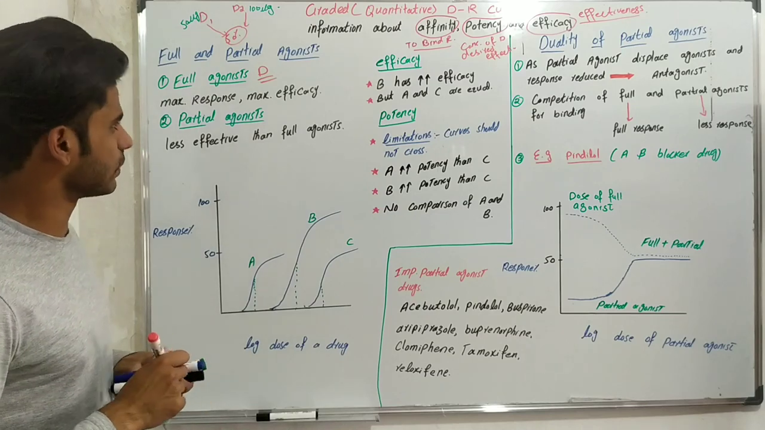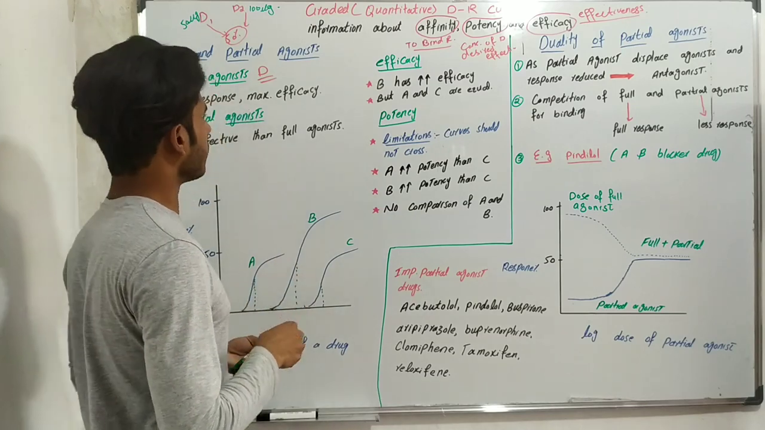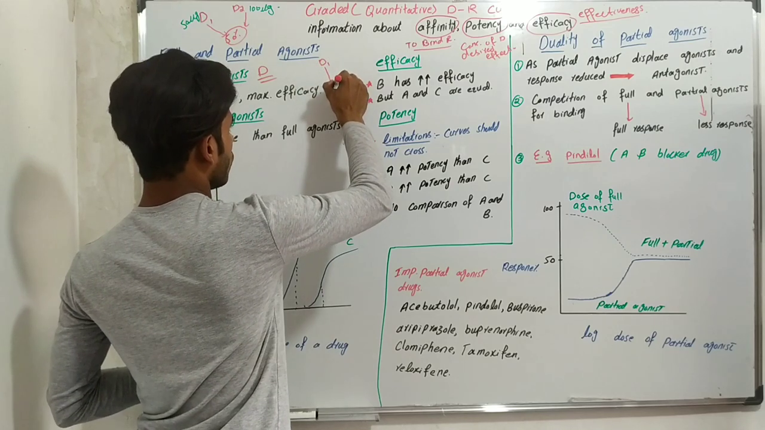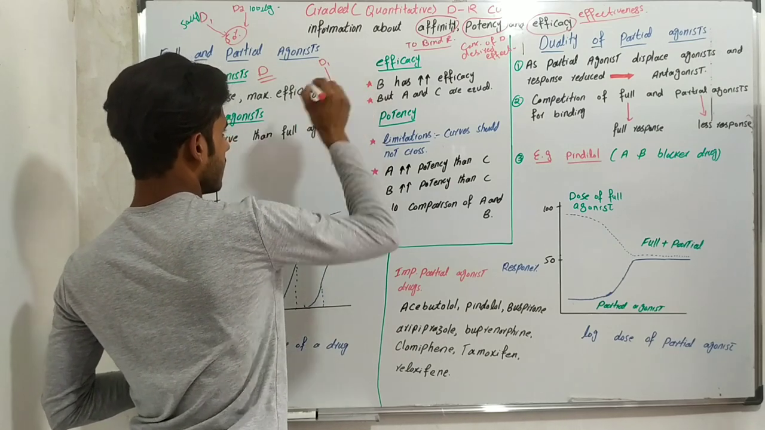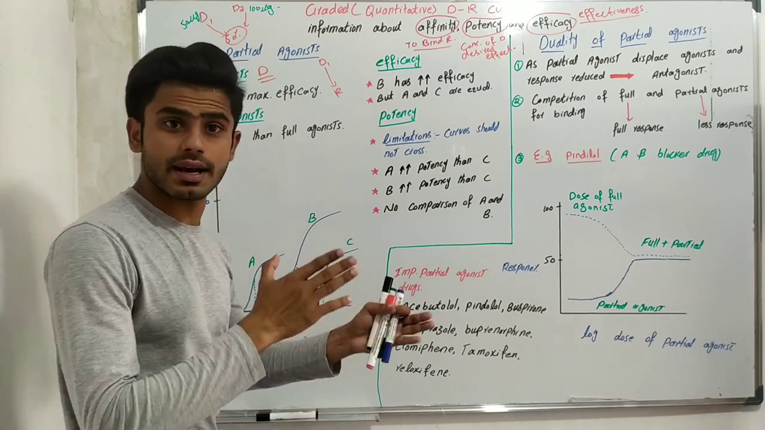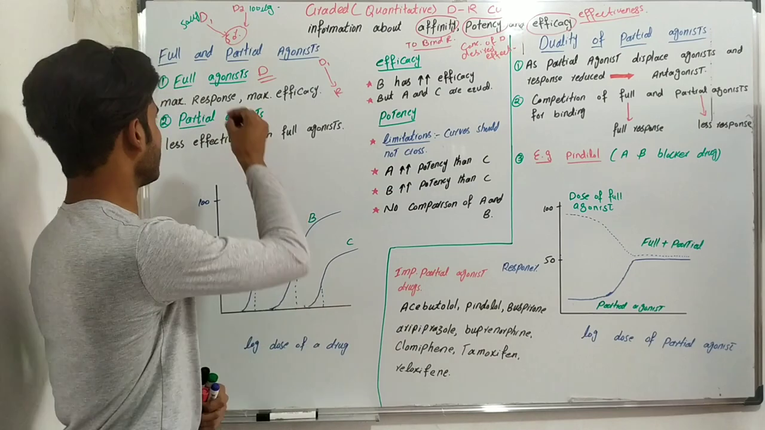Okay, first you must know what the agonist is. An agonist is basically a drug that goes and binds to the receptors of the target cells and shows its response. That drug is called the agonist drug.